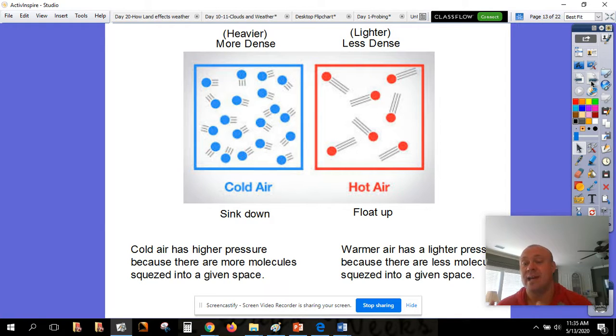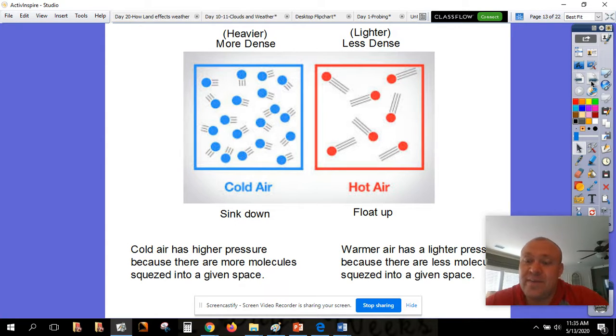It's lighter, and that warmer air is going to float up. And that's why we get convection. We didn't get into that when we talked about convection, but that is why liquids and gases convect. The warm air rises because it's lighter. There's less molecules in it because it's expanding.